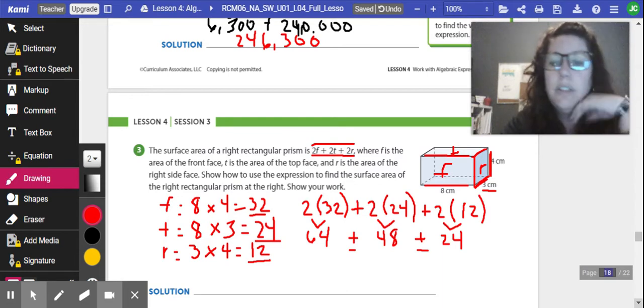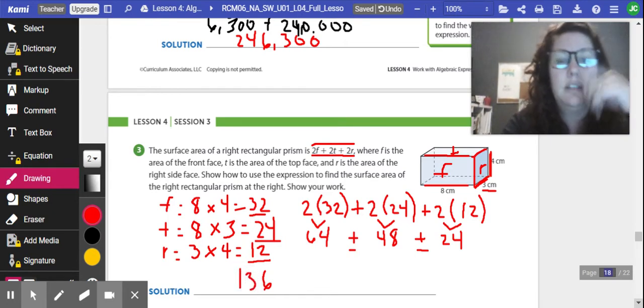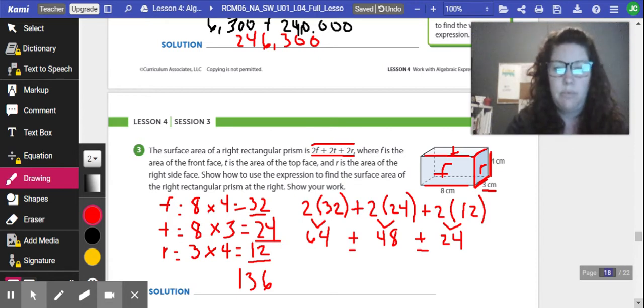So 4 plus 4 plus 8, so that would be 16. And then 6 plus 4 is 10, 12, 13. So 136. Okay.